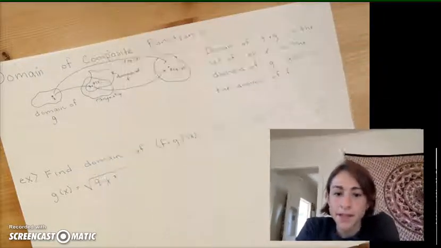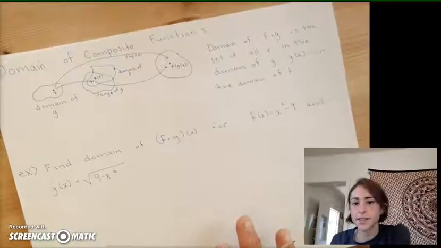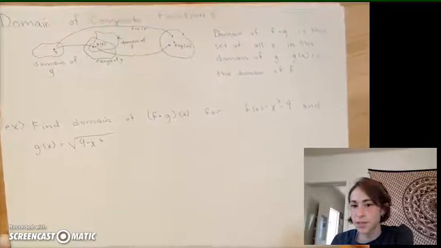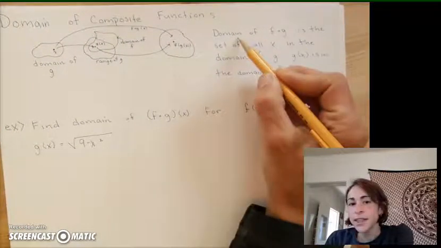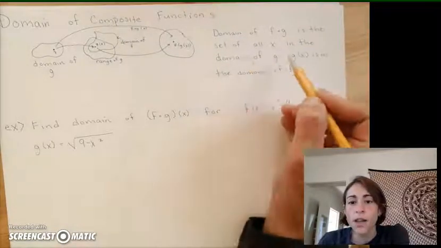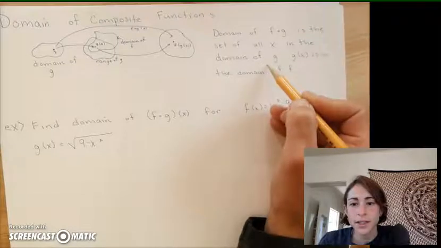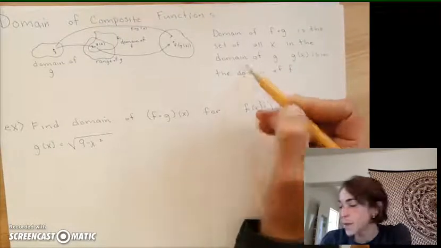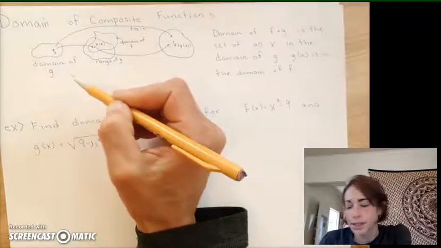In this video, we'll follow up and talk about the domains of a composite function. Let me remind you of how we defined the domain of a composite when we first defined the composition of f with g. We said that the domain of f composed with g is the set of all x in the domain of g such that g of x is in the domain of f.